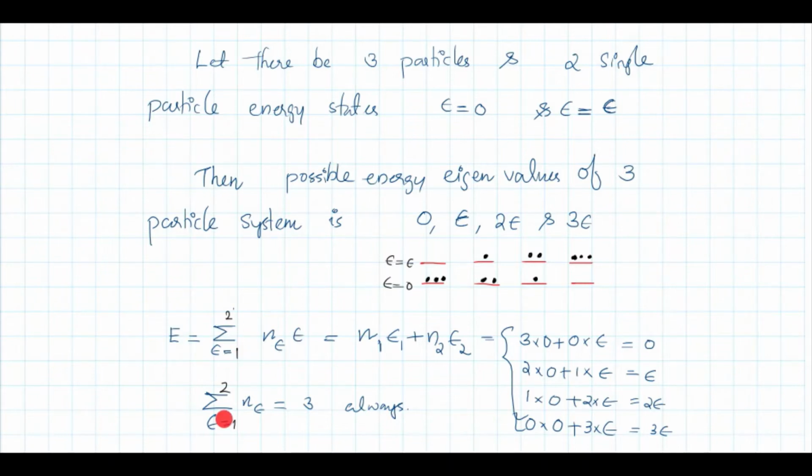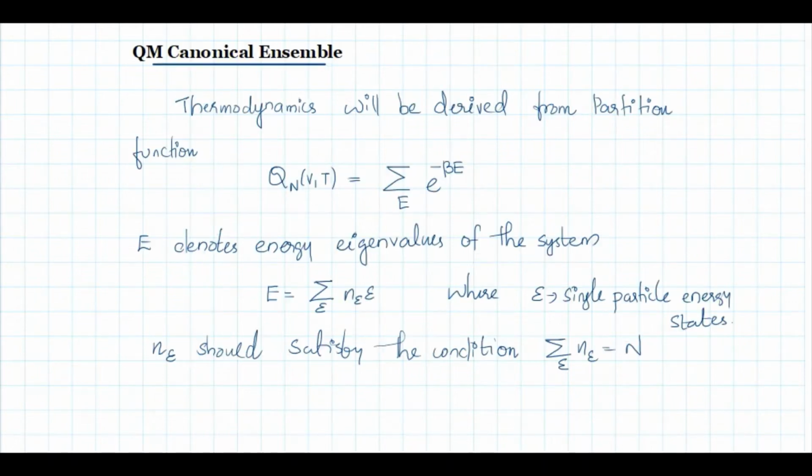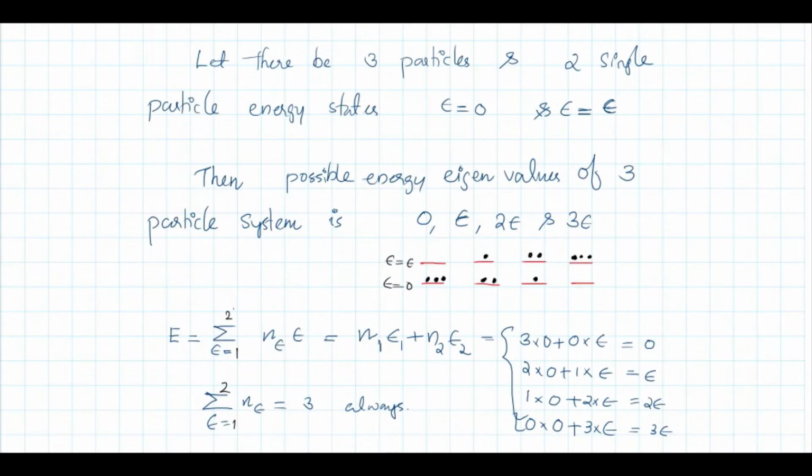Here, this sum over all single particle states n_epsilon should be 3 always. Okay, you can check that. In the first case, n1 is 3, n2 is 0. In the second case, n1 is 2, n2 is 1. In the third case, n1 is 1, n2 is 2. In the fourth case, n1 is 0, n2 is 3. Okay, in all cases, the sum is 3. That is the meaning of this equation. So, for an N-particle system, the energy eigenvalues can be expressed in terms of single particle energy states.